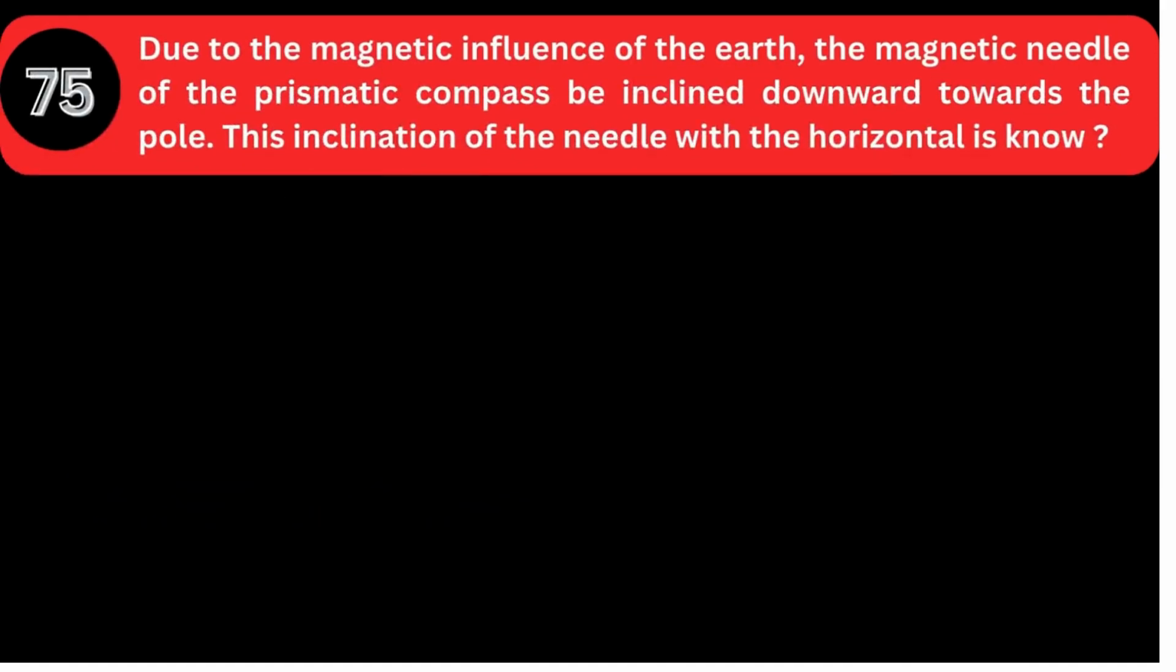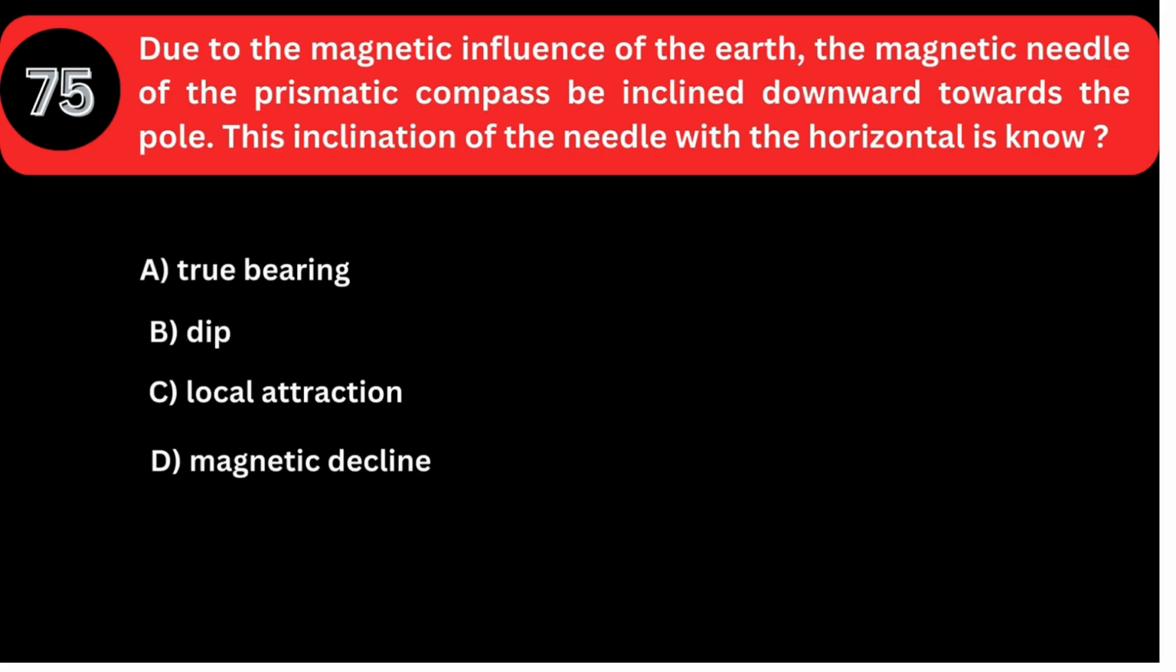Due to the magnetic influence of the Earth, the magnetic needle of the prismatic compass is inclined downward towards the pole. This inclination of the needle with the horizontal is known as. Options: A. True bearing. B. Dip. C. Local attraction. D. Magnetic declination. Answer: B. Dip.